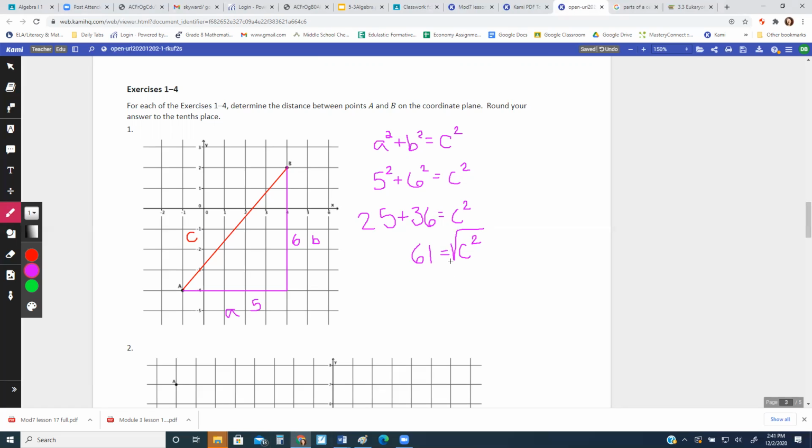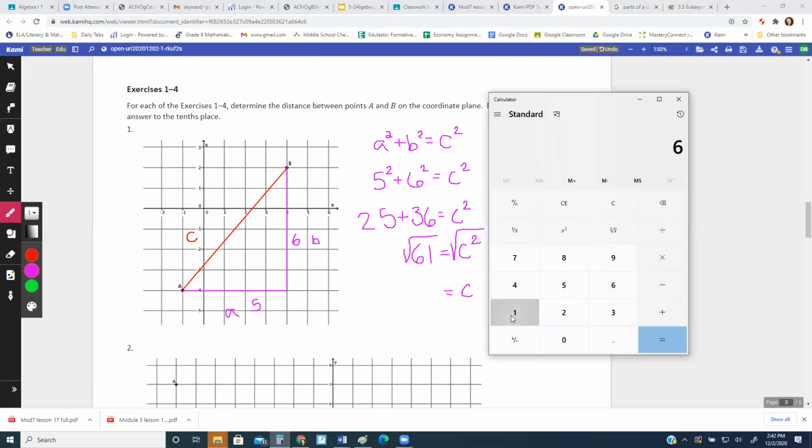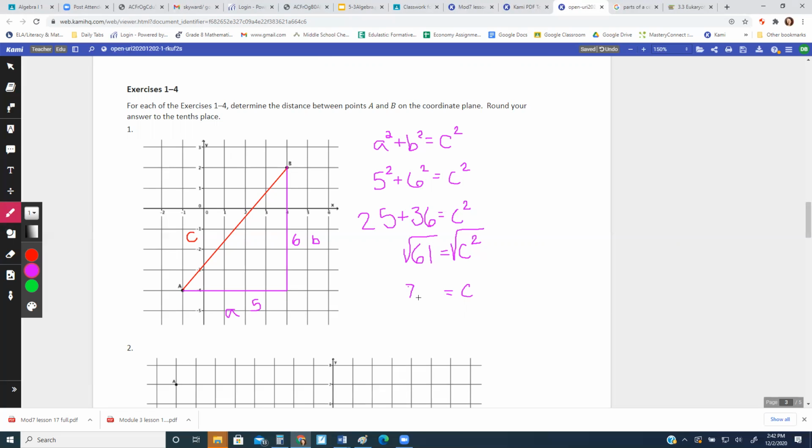Well, the square root of C squared equals C. And if I square root one side, I need to square root the other side. So the square root of 61, I don't know. Let's find out. Square root of 61 is 7.81. So this distance is 7.81. Let's see if that makes sense. Does it make sense that this hypotenuse is 7.81? Well, this is 5. This is 6. Yeah, that makes sense. So I'm going to say that 7.81 equals C.